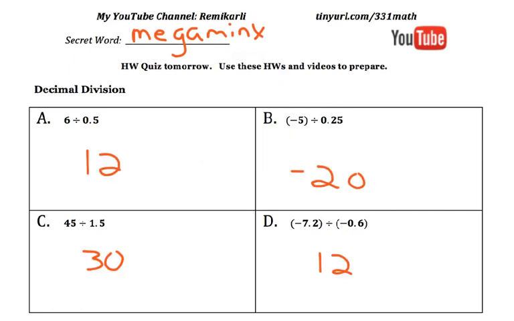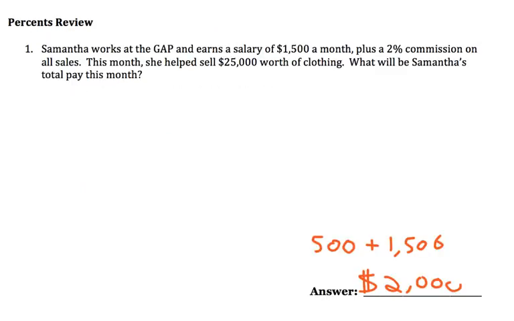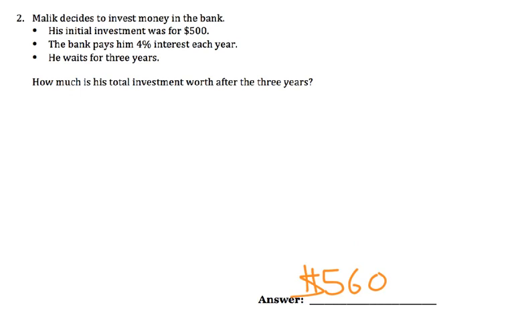Quickly, here are the answers for A through D. Here are these answers. On the back, you should have figured out that Samantha's total pay is $2,000 this month, and that after 3 years, Malik's final investment is worth $560. Alright, if any of that was tricky, you should definitely stick around.